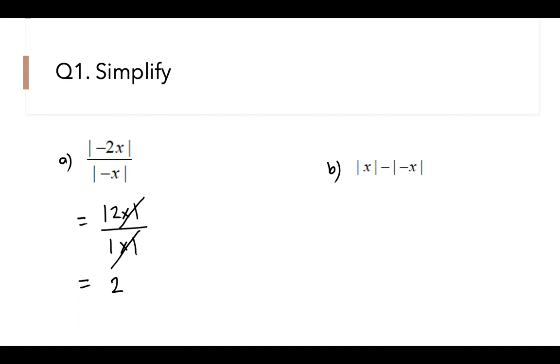Next, let's simplify. The absolute value of x is just x, minus, what is the absolute value of negative x? It's going to turn into positive x. So I'm going to write positive x. And then we have x minus x, which is 0.